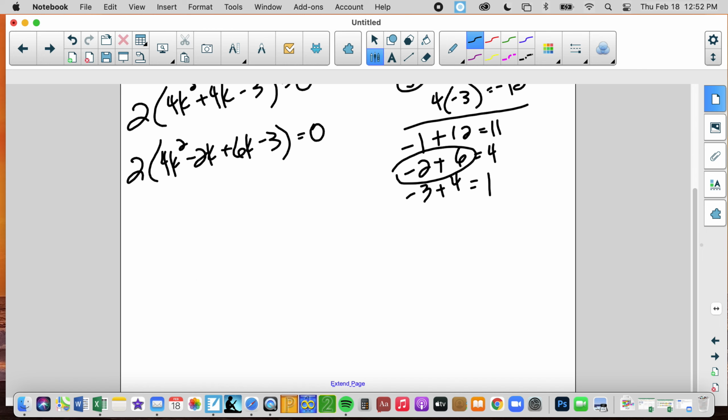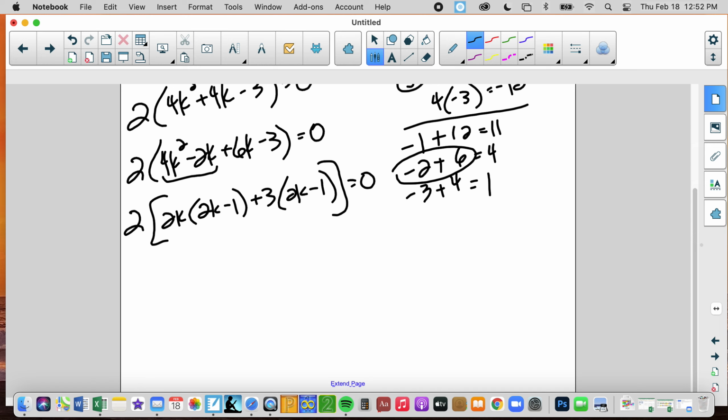We're going to factor by grouping. So we're going to look at this first, and we're going to factor out a 2k, and we get 2k minus 1. Ooh, that's different. We're going to factor out a 3, and you get 2k minus 1. So the 2 on the outside stays on the outside. Then we're going to group what they have in common and what they have left over. Oh, look at those answers.